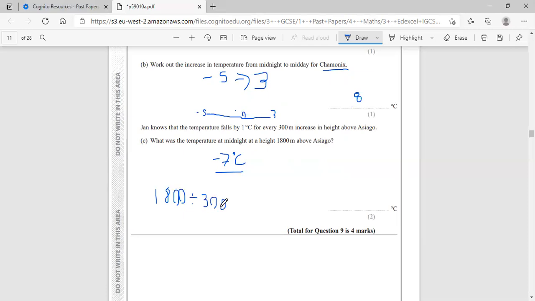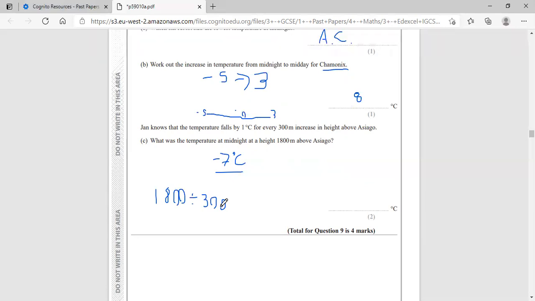So if you think about that, 1,800, so that's basically, you can just think of that as 18 divided by 3, which will give you 6. Okay, and then so that is 6 degrees Celsius. So it's going to be 6 degrees Celsius lower. So what we need to do is -7 minus 6, which gives you -13 degrees Celsius. I hope that made sense.